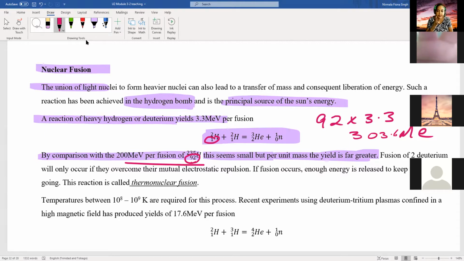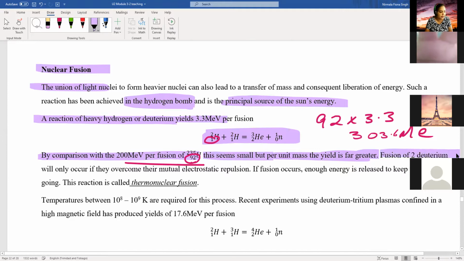So look at this. If you take the same mass of uranium compared to the same mass of hydrogen, you're going to get more energy from hydrogen. It's just because hydrogen is far lighter than uranium. It looks like less, but mass for mass, kilogram for kilogram, fusion generates more energy.